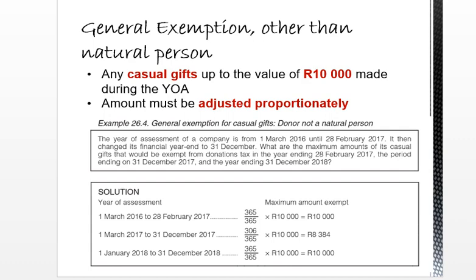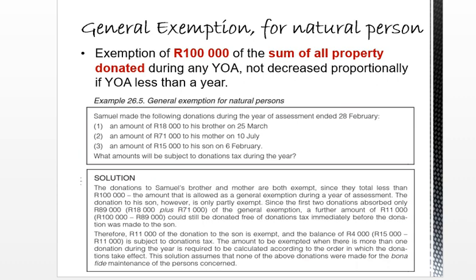Okay, and then the final one is just now from the 1st of January to the 31st of December, so that's a full year, so your general exemption is then 10,000 Rand. Okay, and then as you saw earlier in some of the examples, for a natural person, you get an exemption of 100,000 Rand on the sum of all property donated during the year of assessment is exempt.